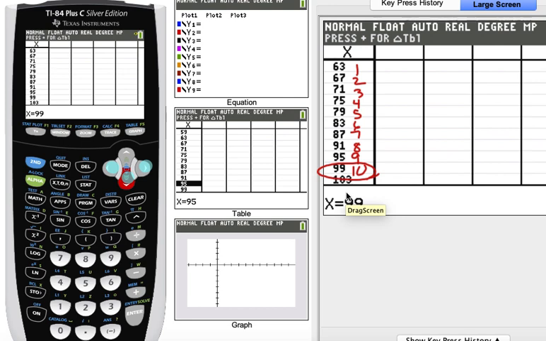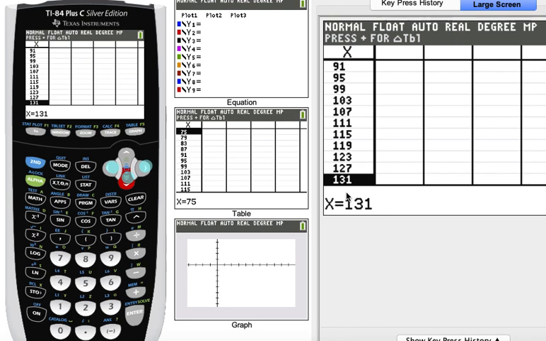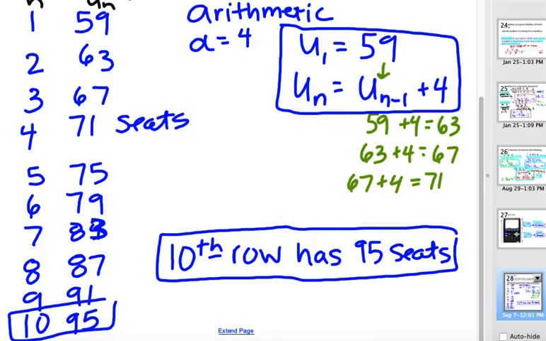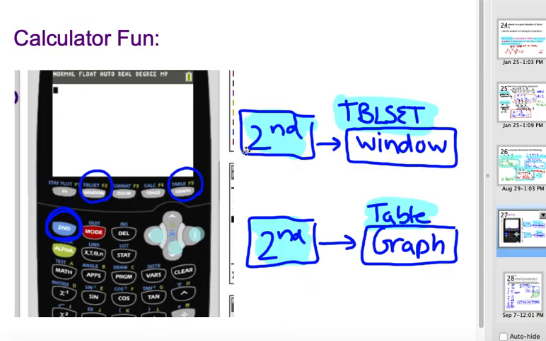You could keep going if you had to figure out which row had 131 or 135. It'd be an easier way than having to do it all by hand. The list is there for you already. So I just thought you would maybe like that little calculator shortcut. We used that second window button a lot, and then we also used that second mode right next to the second to quit to get to a blank screen again, and then we went over to second graph. That gave us the table. So as you do some of your recursive things, maybe that will come in handy for you. Thanks so much.